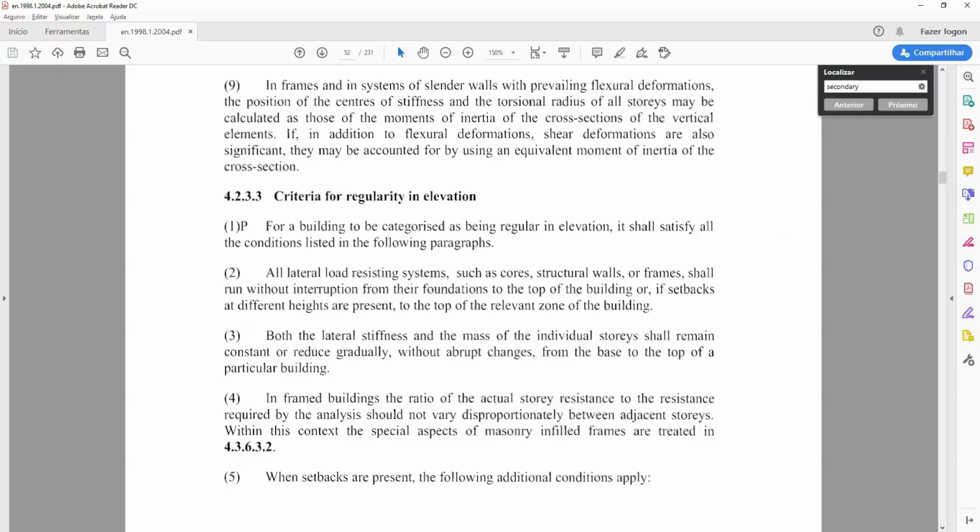Even in situations where a building has setbacks in the facades, the elements we are talking about must maintain their continuity until the level of the setback. Another very important aspect is that the lateral stiffness of each story and the mass distribution over the height must not have abrupt changes. There must be continuity in the stiffness and mass variations of our building.